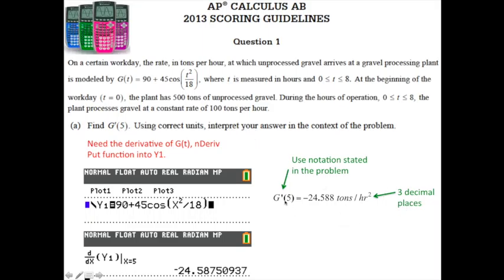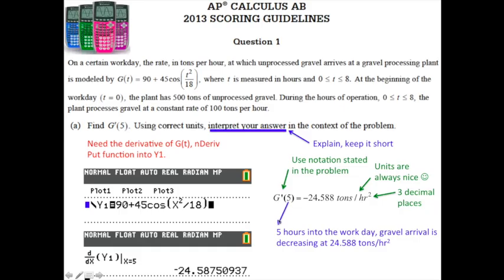And now for the interpretation, we have to pick through this and give each part a verbal explanation. Units here are nice, but not totally necessary. So the explanation here is: 5 hours into the workday, the rate at which gravel is arriving is decreasing at 24.588 tons per hour squared.